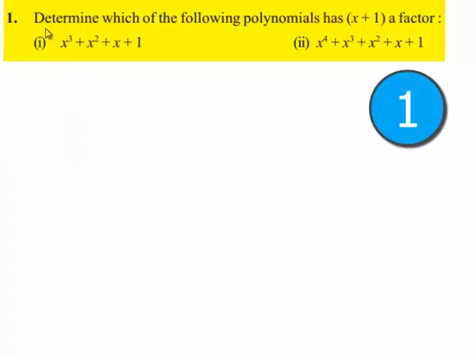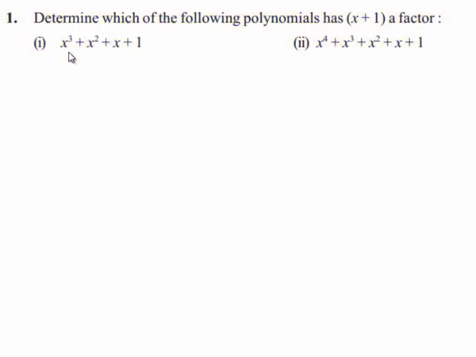Coming to the first problem, determine which of the following polynomials has x plus 1 a factor. The first polynomial given to us is x cube plus x square plus x plus 1, and the second polynomial is x power 4 plus x cube plus x square plus x plus 1. So in order to find the solution of this problem, we need to make use of factor theorem.